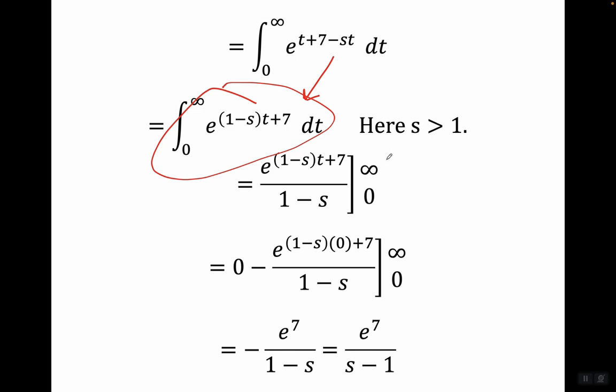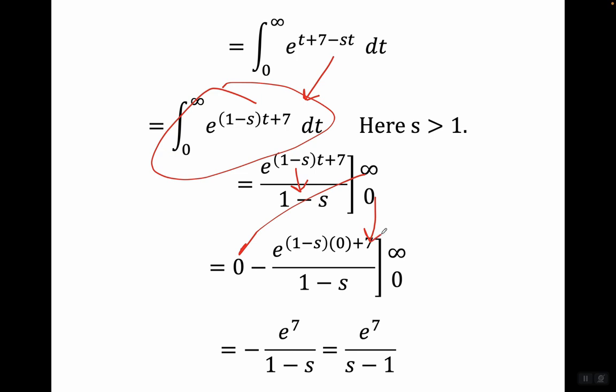So if s is greater than 1, then when we integrate this, we end up with e^((1-s)t+7) over 1-s, because 1-s is this constant that's out in front of t. So when you integrate it, you just divide by 1-s. We evaluate that at infinity, and we get 0. We evaluate it at 0, and we end up with this.